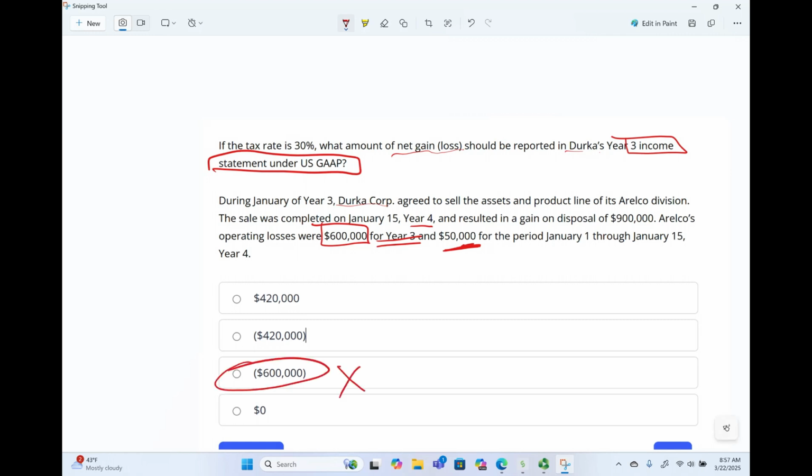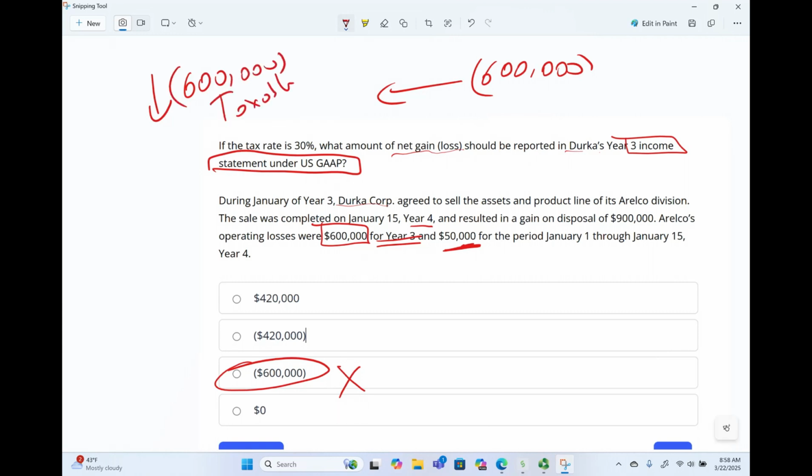Why? Because discontinued operation is reported net of tax. Net of tax. What does net of tax mean? Net of tax means you had a tax savings from this loss. Yes, the company incurred the loss of, guess how much? $600,000. That's a loss. But what happened? They got a tax deduction. As a result of this loss, they reduced their taxable income. Their taxable income went down by $600,000.